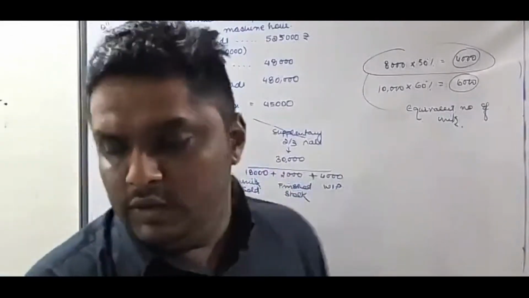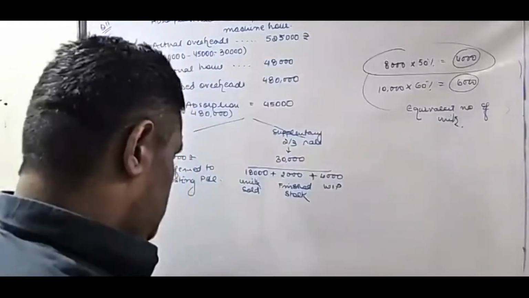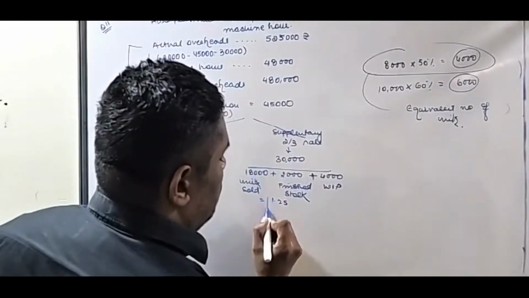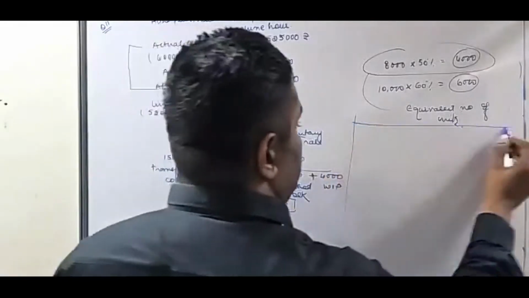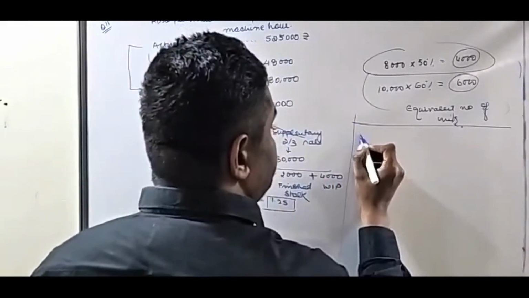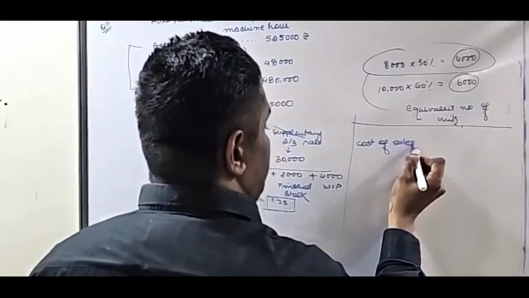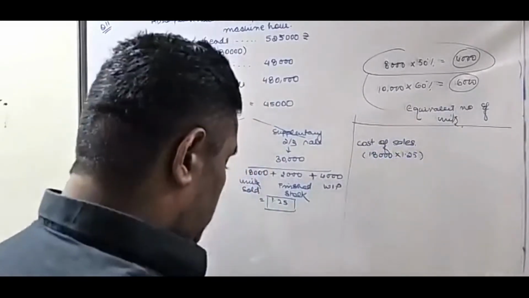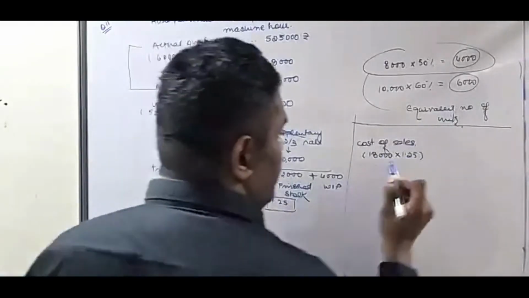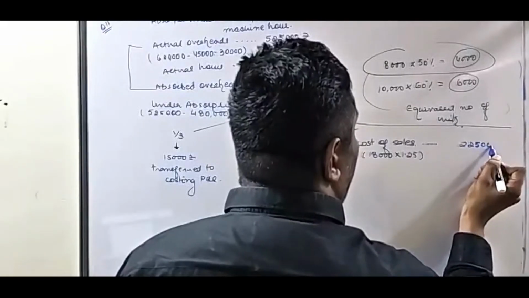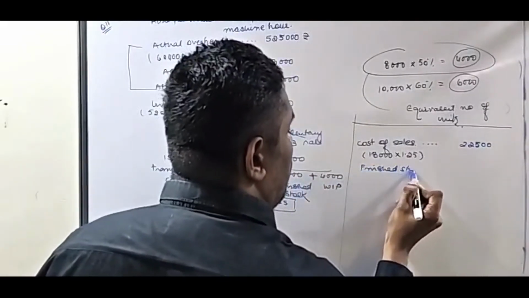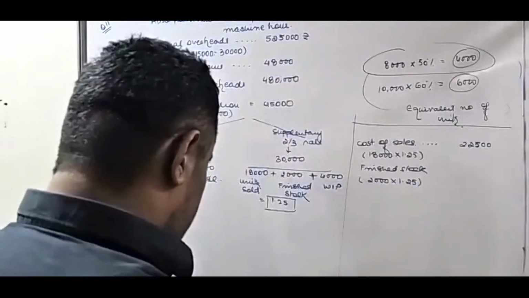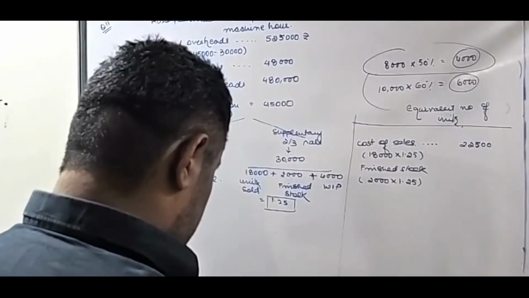So 30,000 divided by 24,000 comes to 1.25. This is what my supplementary rate is. So now, my cost of sales will be increased by 18,000 into 1.25. This will be 22,500. My finished stock, that is 2,000, will be increased by 2,500.